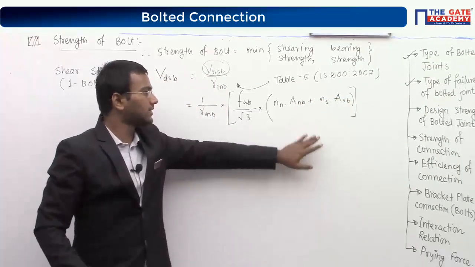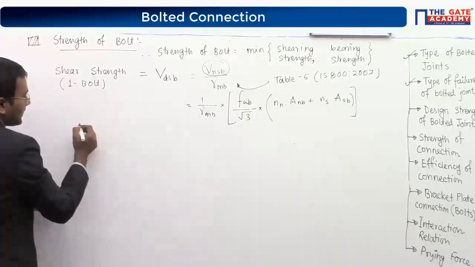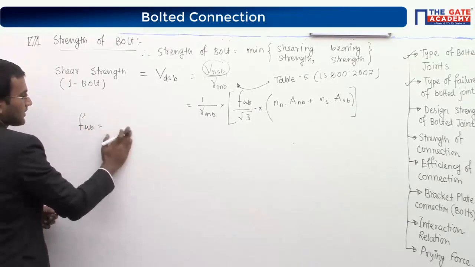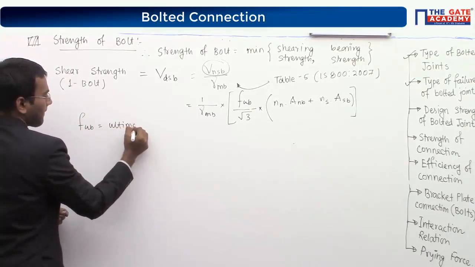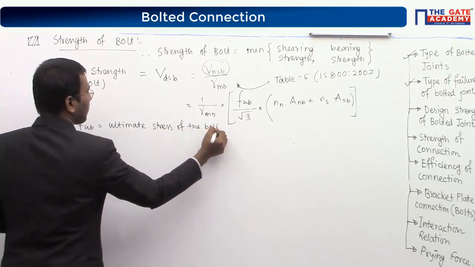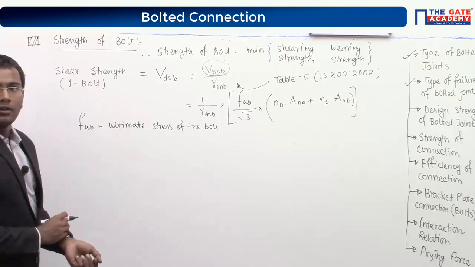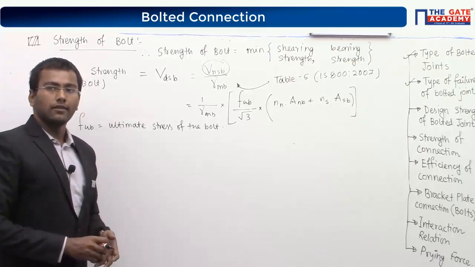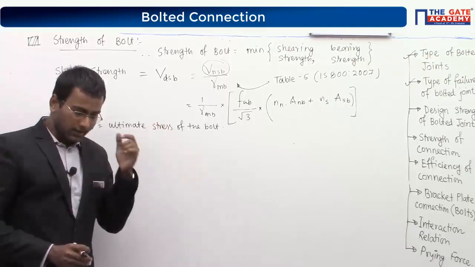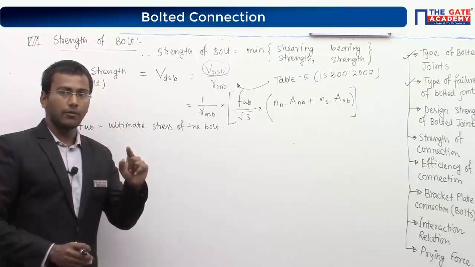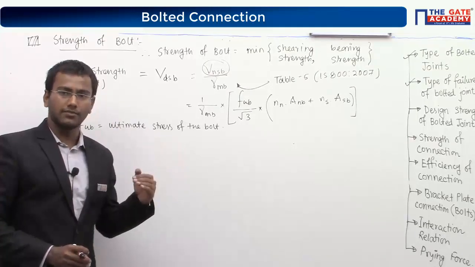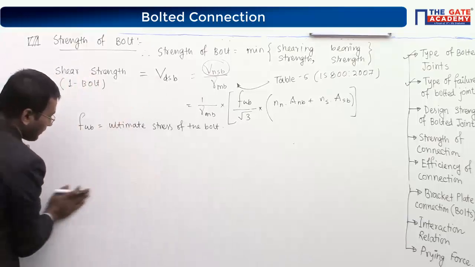I will discuss again what these terms are. So first one, what is the meaning of F of UB? F of UB is nothing but ultimate stress of the bolt. Ultimate stress of the bolt. How to find out the ultimate stress of the bolt? See, ultimate stress of the bolt is given for different types of bolt categories. Again sir, different types of bolt means nothing but last class unfinished bolt, HSFG bolt. So let me give a simple table.